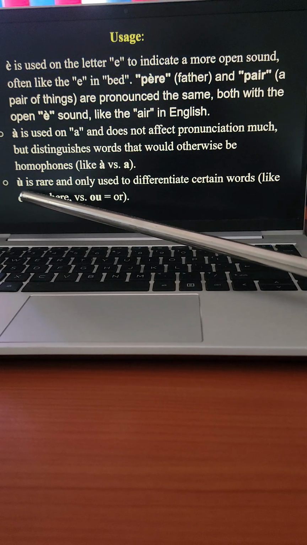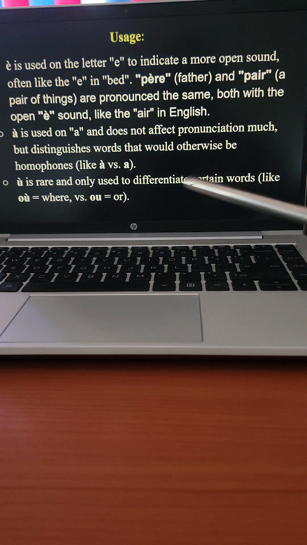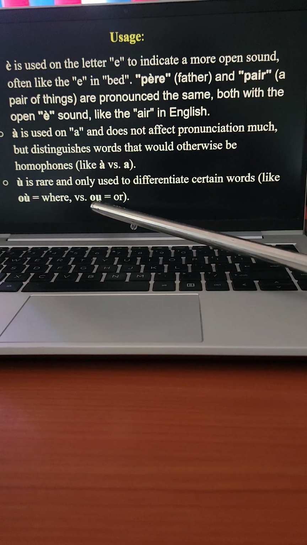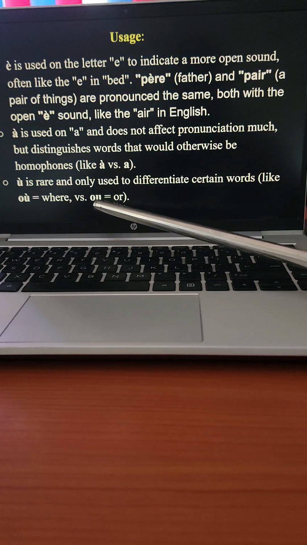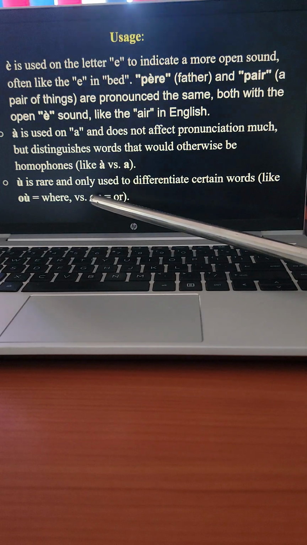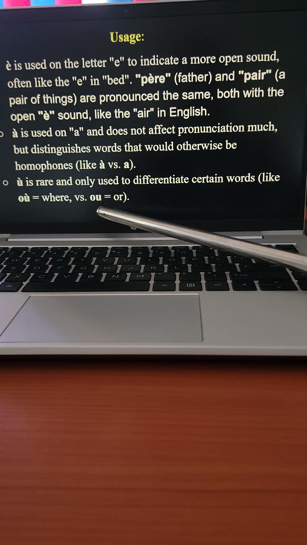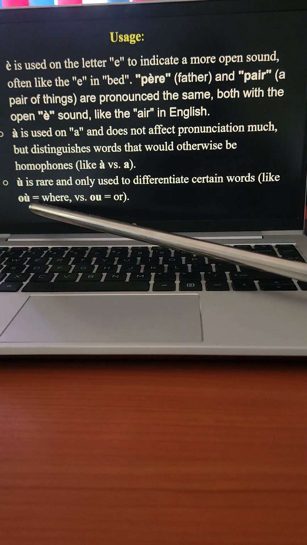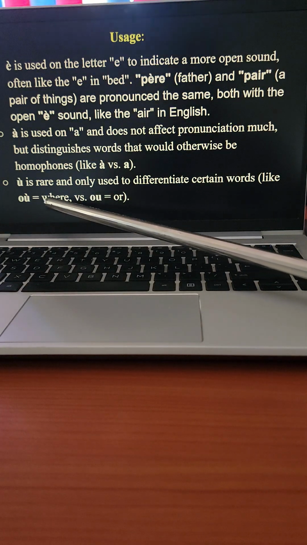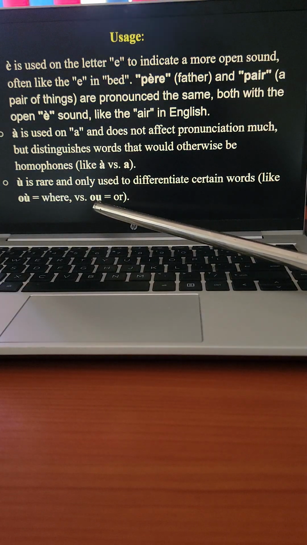When you come to the U, it's rare and only used to differentiate certain words like où, which means where, and ou, or. You see the same thing here. These two words have the same pronunciation. But when you're writing them, even when you're saying them, you need to know exactly what you want to say. Are you saying, où habites-tu? So, where do you live? And then if you put this one without the accent, grammatically that's wrong.